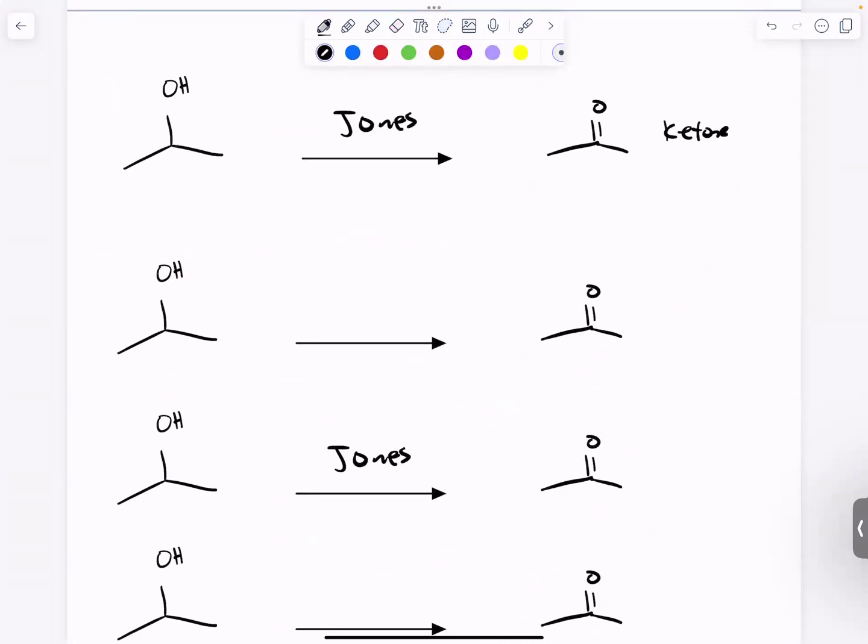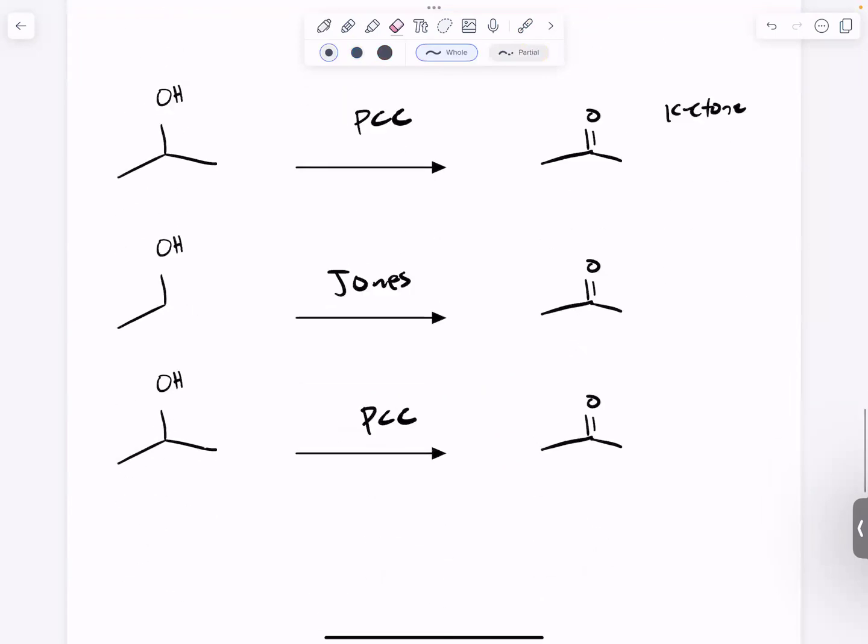Good review. PCC, Jones, kind of alternating. Let's do the first couple here. So ketone up on top. You get a ketone for the second one as well. And then let's change the third and the fourth ones to primaries. Those are primaries now. So your third one there is going to form into a full carboxylic acid. And then the last one is going to form the aldehyde.